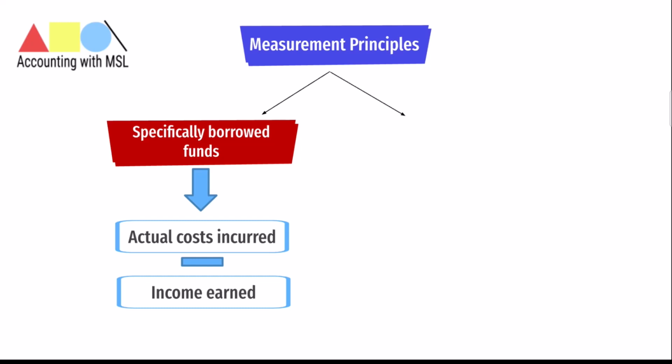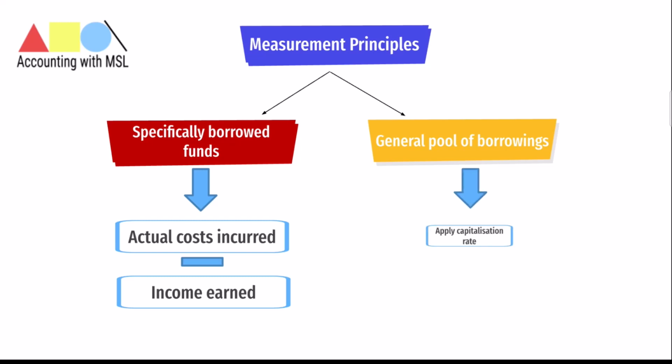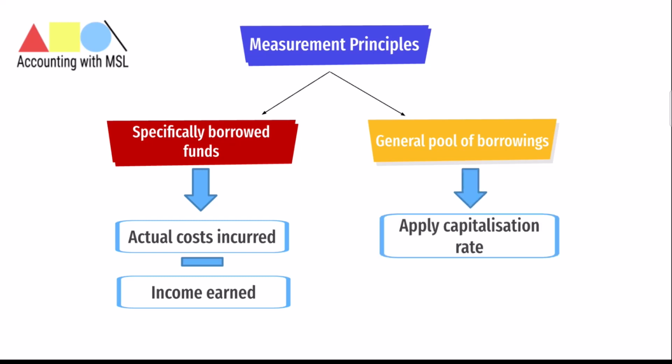What if the funds are part of a general pool of borrowing? Where the funds are part of a general pool, then the eligible amount to be capitalized is determined by applying a capitalization rate to the expenditure on that asset. This capitalization rate will be the weighted average of the borrowing cost applicable to the general pool.